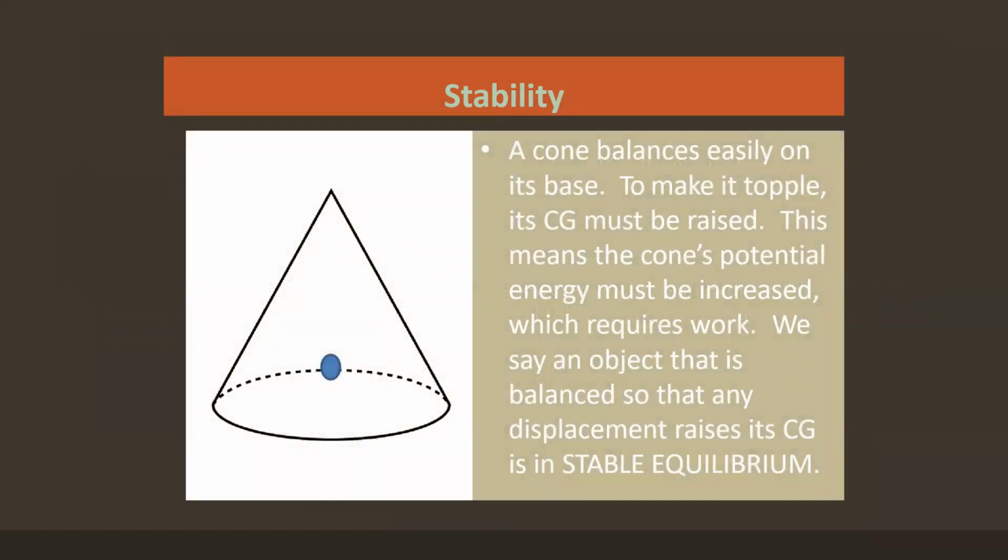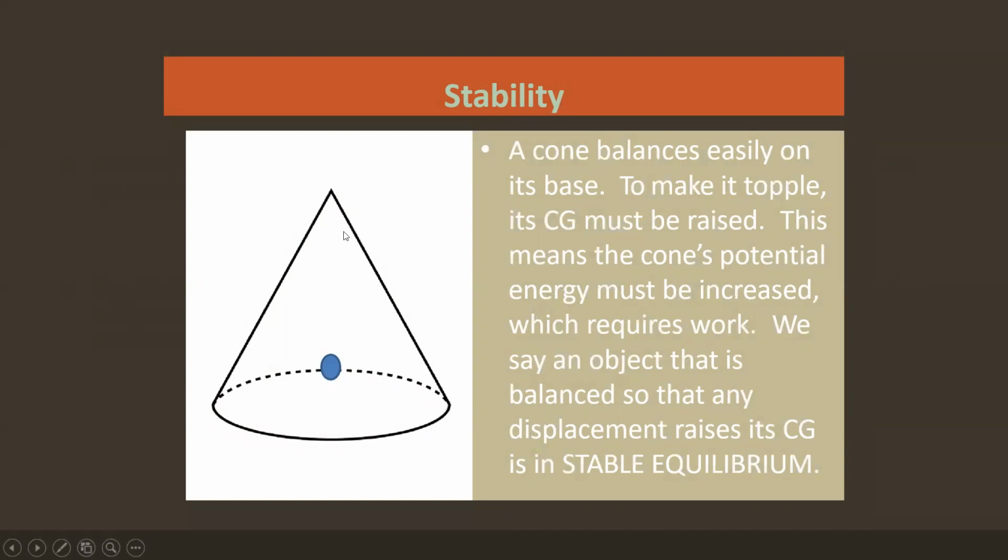A cone balances easily on its base. To make it a top, its CG must be raised. This means the cone's potential energy must be increased, which requires work. We say an object that is balanced so that any displacement raises its CG is in stable equilibrium. So this is a cone.